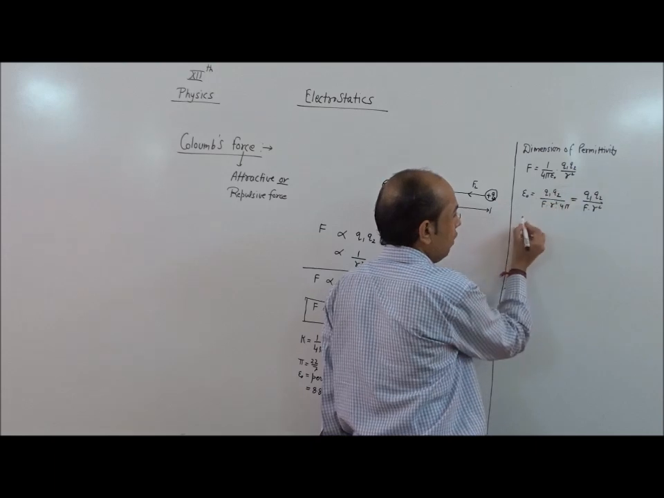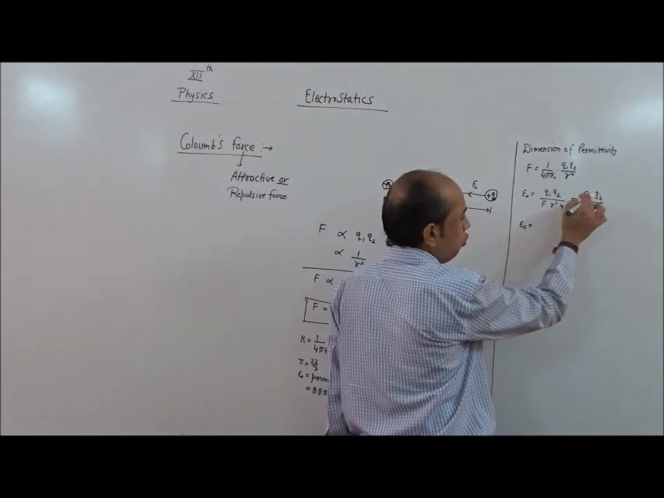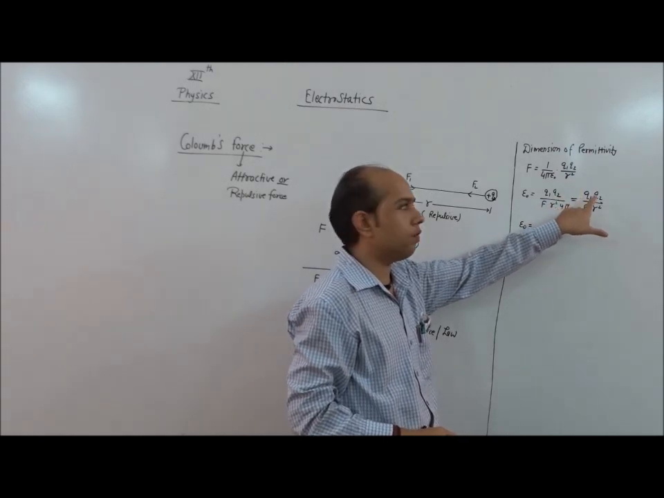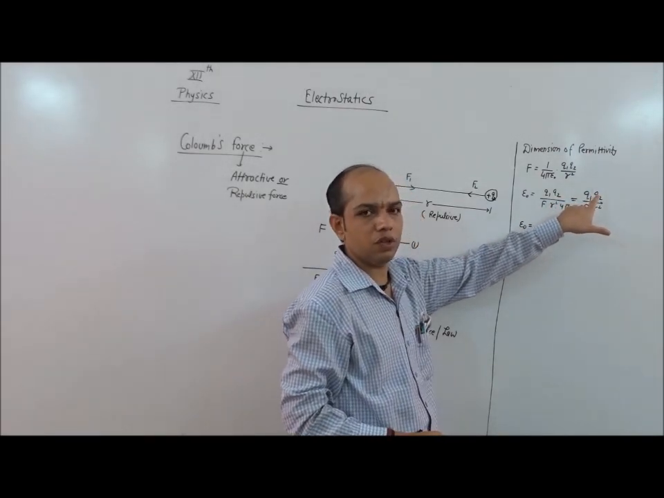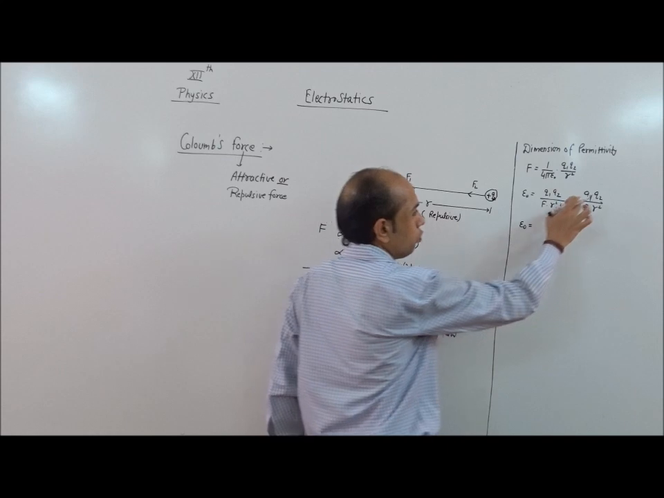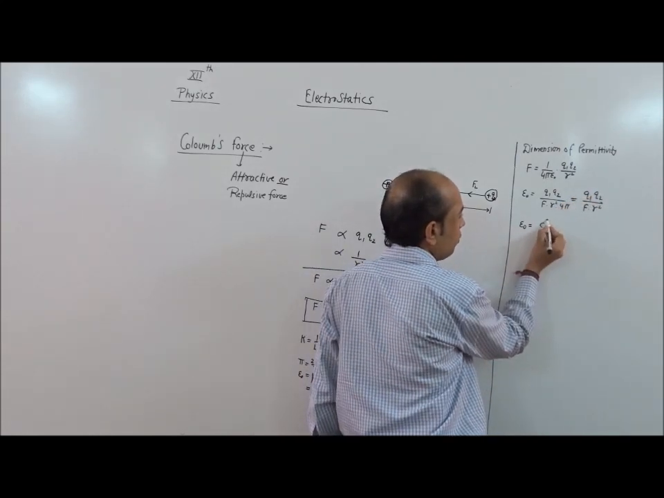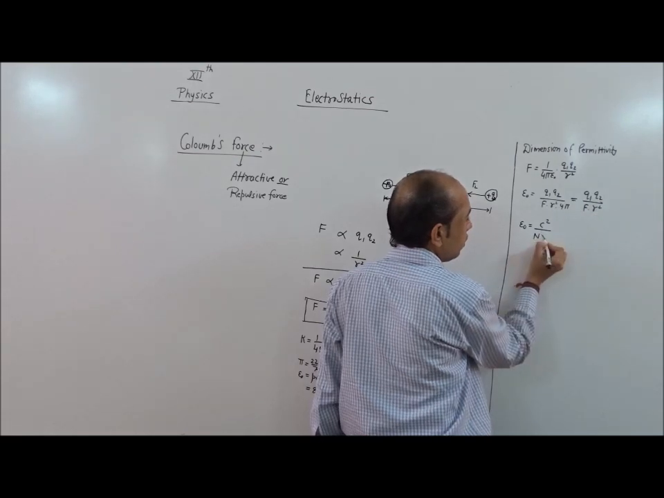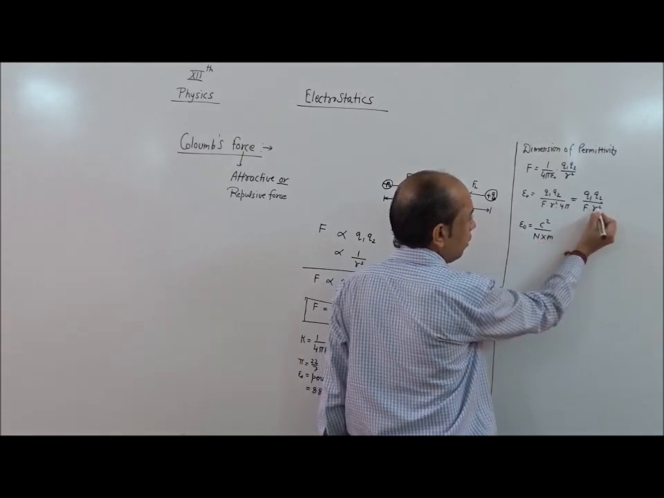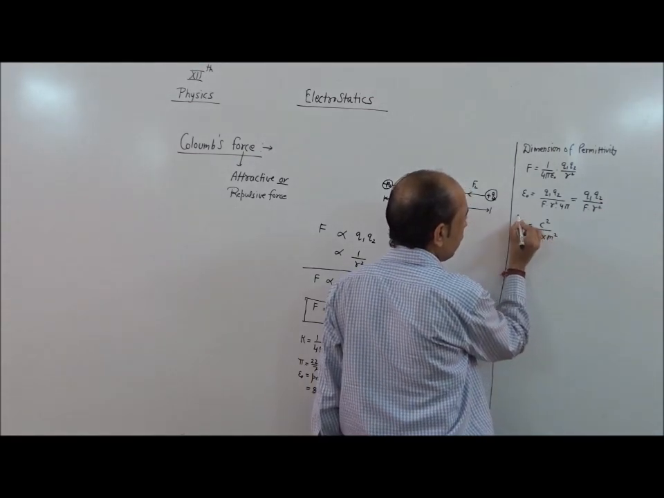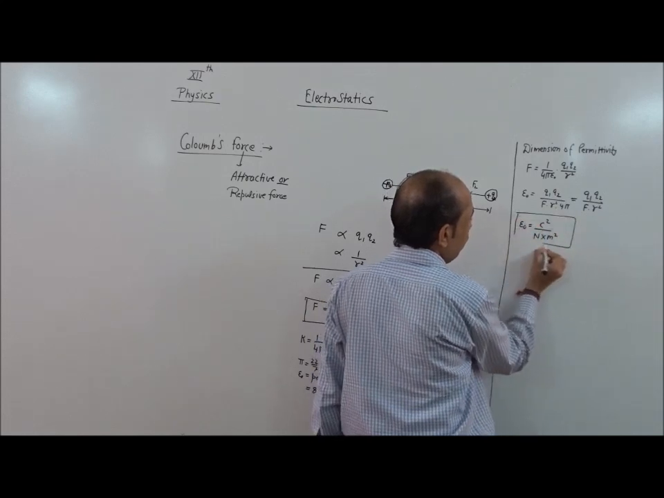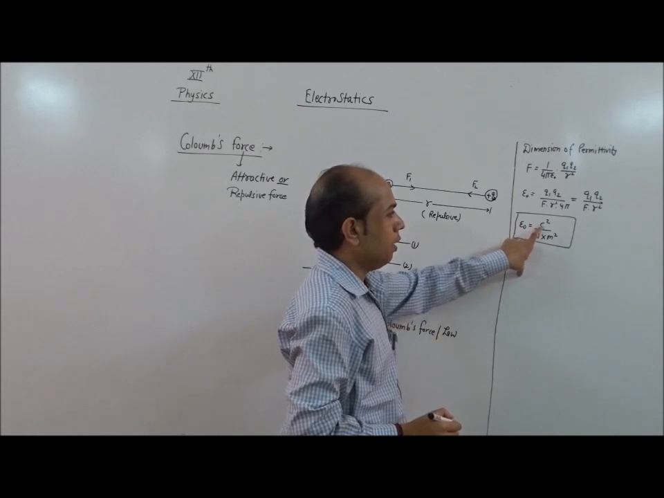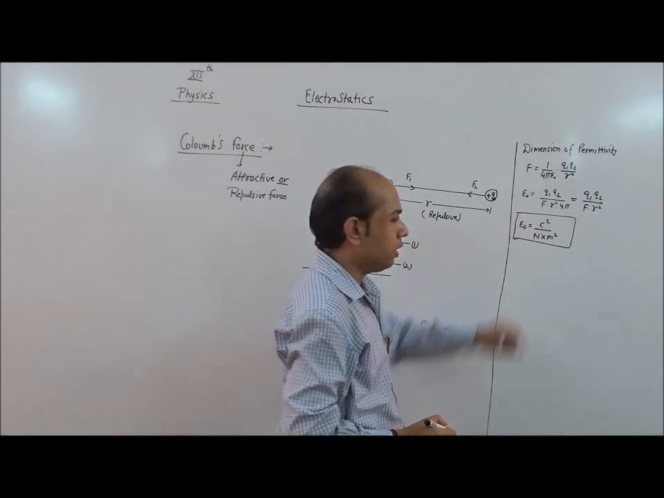Now we replace the values. Q1 and Q2 are both charge, and the unit of charge is coulomb, so coulomb into coulomb is coulomb square. Force is in Newton and distance is in meter, and because of the square, meter square. So this is the unit: coulomb square over Newton into meter square.